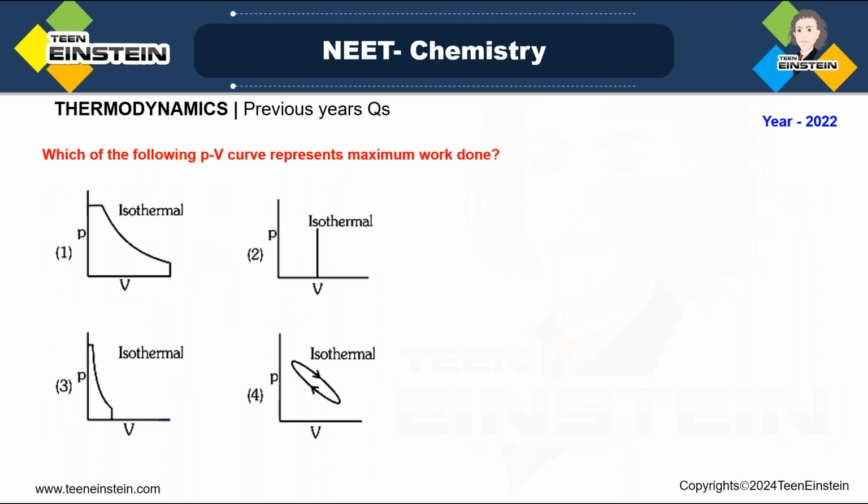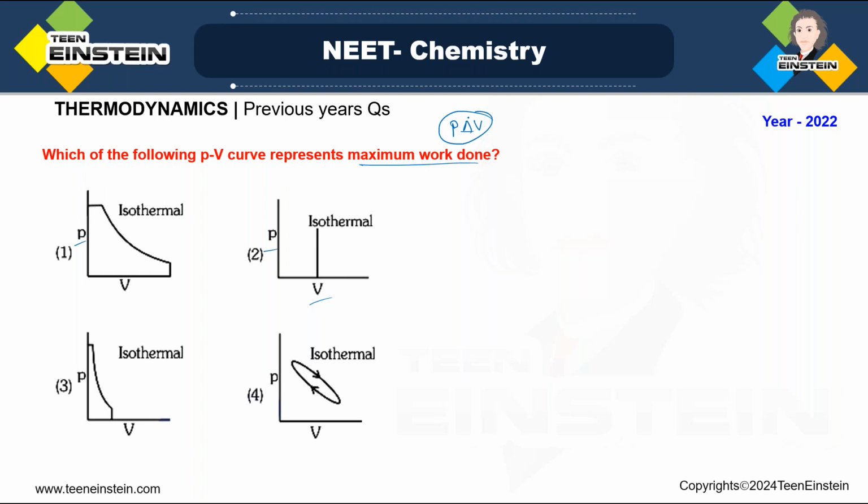Which of the following PV curves represents maximum work done? Now here we have PV curves. That means P is on the y-axis, V is on the x-axis, and that is true for all the 4 graphs that you can see here. Now when we talk about maximum work done in a PV curve, that is actually the area under the curve, because PV work is P del V, which is nothing but the area under the PV curve. So whatever area you get is actually the work done.